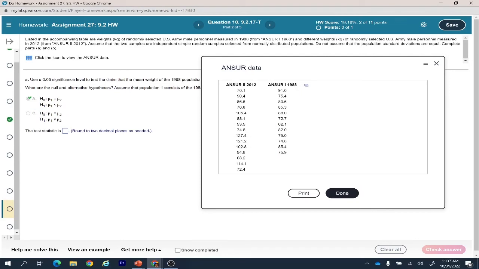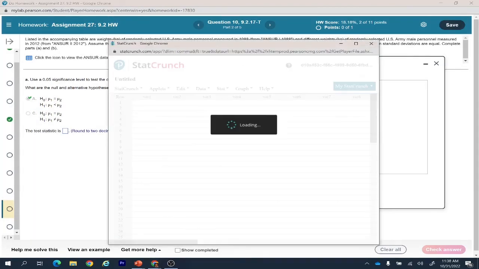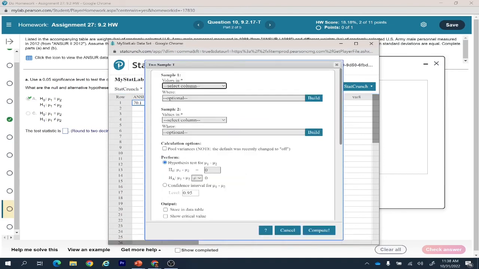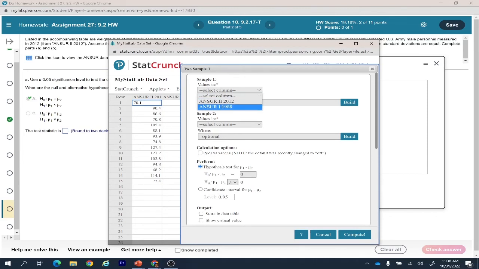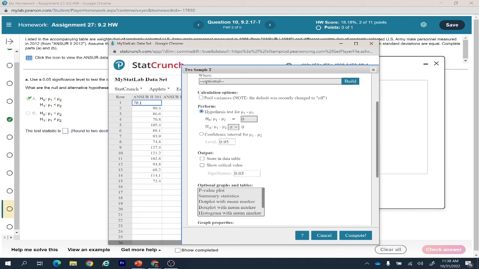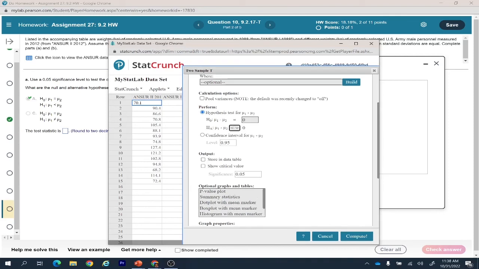Now to find the test statistic, you can copy this into StatCrunch and do the very same thing. Go to Stat, T Stats, Two Sample, With Data this time. This is not the summary, this is the data. The first sample we choose is from 1988. Remember, you have to be very careful. Mu1 is the population mean for 1988, and mu2 is the population mean for 2012. Our null hypothesis is that the difference is 0, and the alternative hypothesis is that the difference is less than 0, with a 0.05 significance level.